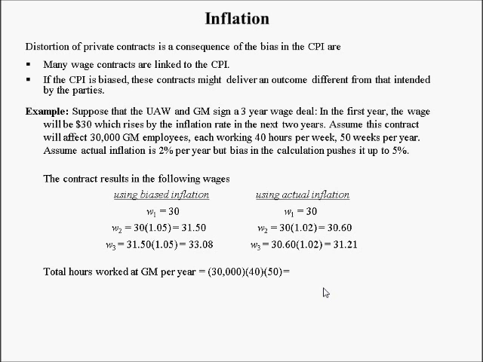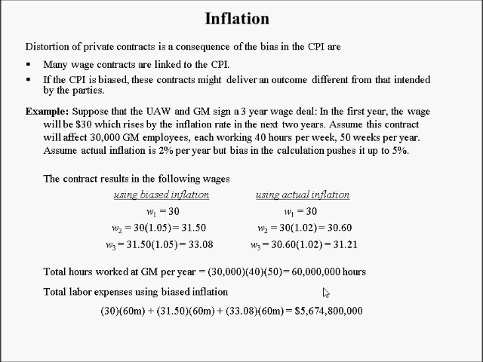So total hours worked at General Motors per year: 30,000 employees, 40 hours a week, 50 weeks a year. There's 60 million employee hours that General Motors has to compensate for. Total labor expenses using the biased inflation number means the total labor expenses for the 3-year contract is $5.7 billion.